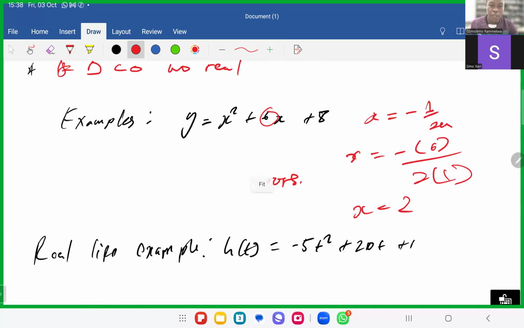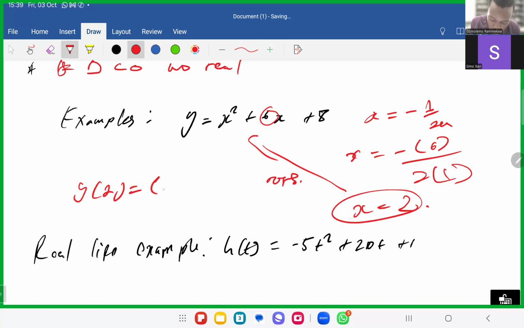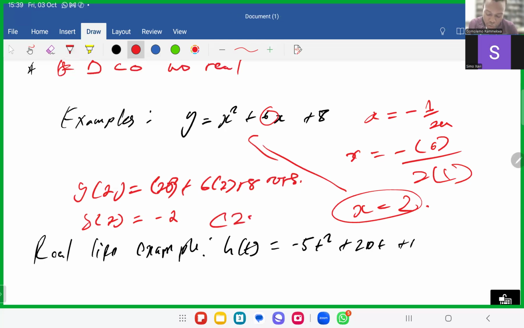And then we can be asked to find the y value. To find it, we can use the original equation and substitute the value of x into this equation. So y of 2 will be equal to 2 squared plus 6 times 2 plus 8. Therefore, y of 2 is equal to negative 2, and our coordinates will be 2 and negative 2.